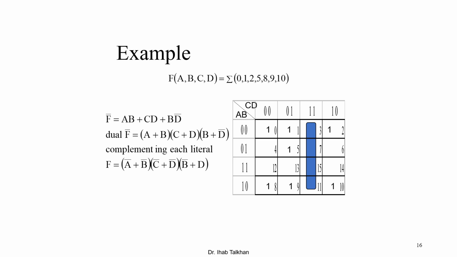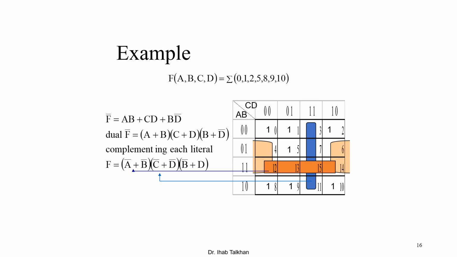So this group gives you C D bar. The second group here, this one will give you what? Will give you A B. So actually what we have here, you have A B. And the fourth group, which is the one between 4 and 6 and 12 and 14, this will give you B D bar. So actually F bar, because as long as these are groups of zeros and we are talking about a sum of products, F bar equals AB plus CD plus BD bar.